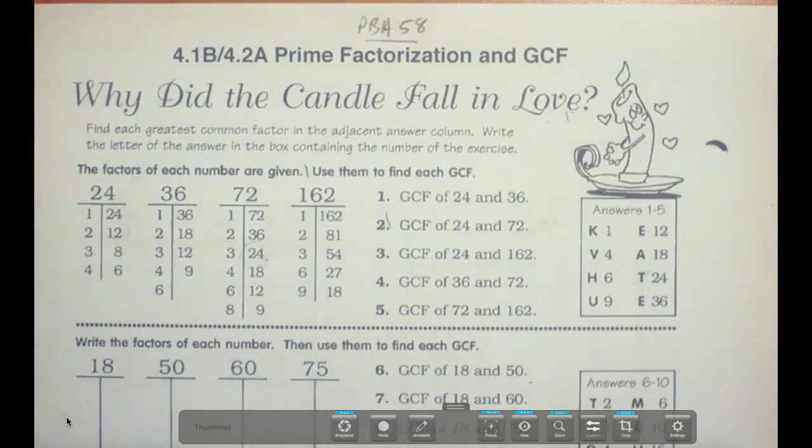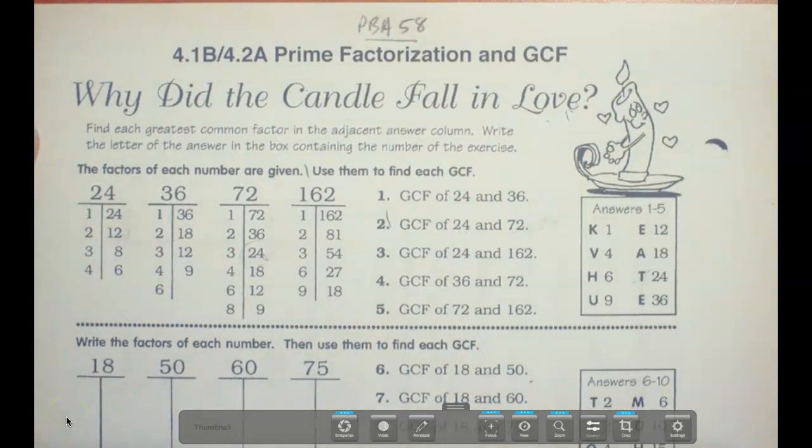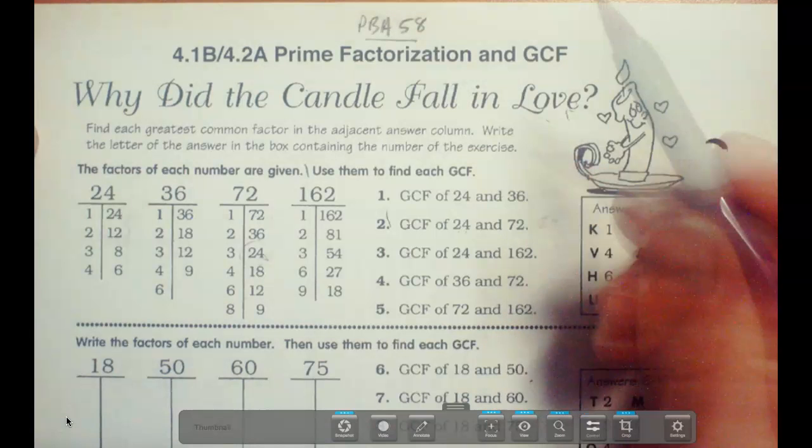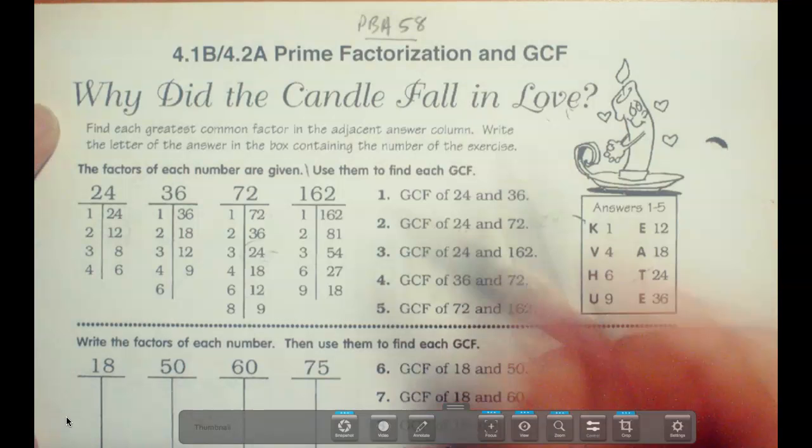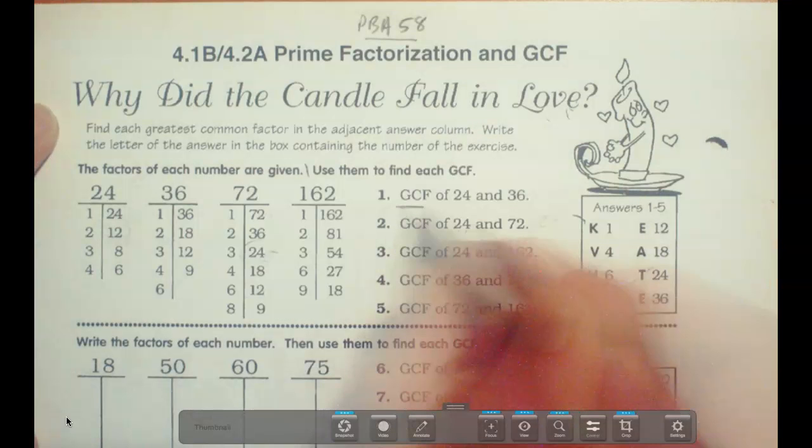Hello, this is a tutorial on 4.1b, 4.2a, prime factorization, greatest common factor, also known as PBA 58. Let's take a look at this first question here. What is the greatest common factor of 24 and 36?